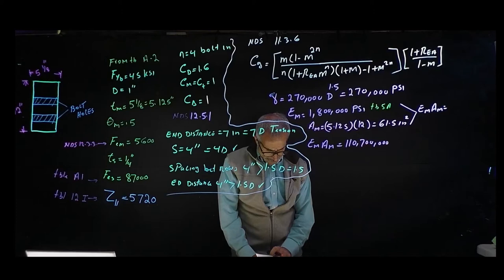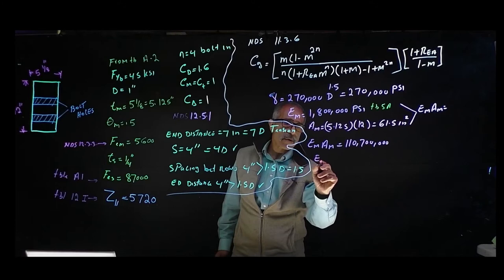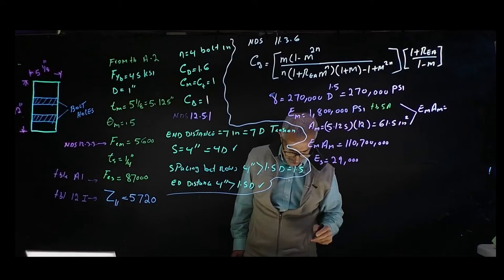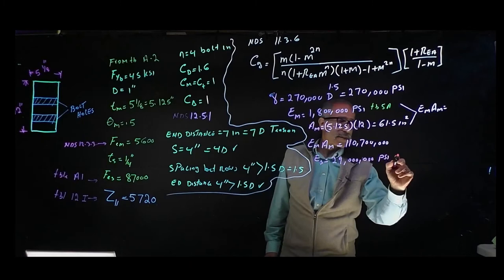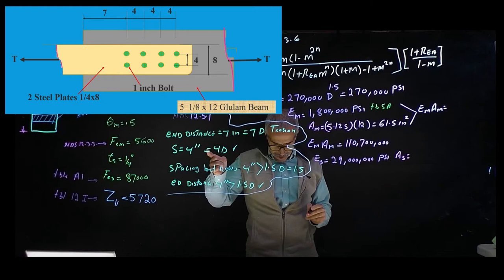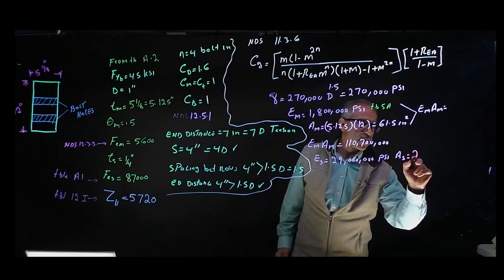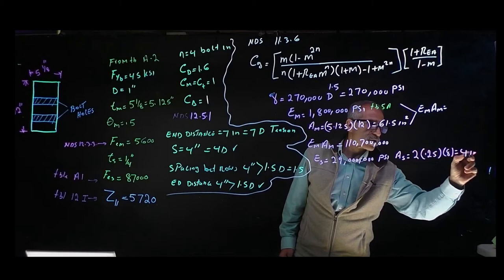Next, we want to find out the modulus of elasticity of the steel. We all know that's 29,000 KSI, or 29,000 million, or we can say 29 by power of 6 PSI. The area of the steel is a quarter inch by 8 inches, and there are two of them. So two times 0.25 times 8 inches comes out to 4 square inches. All right, now we have that.